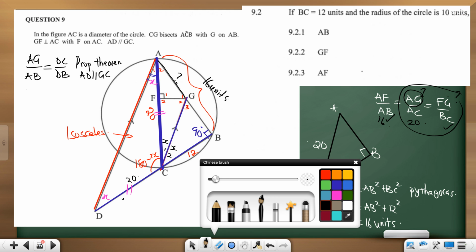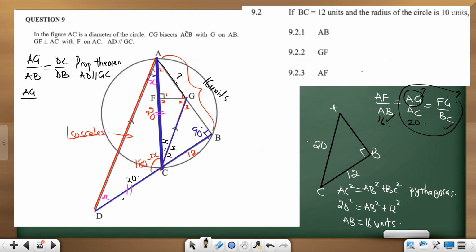Proportionality theorem. So, AG, what is my AB? 16. Do I know DC? 20. Do I know DB? 32. AG is 10. Just use ratios. Do you see, those of you that were saying AG is 8, making assumptions? I knew in your heart you were saying AG is 8 units.